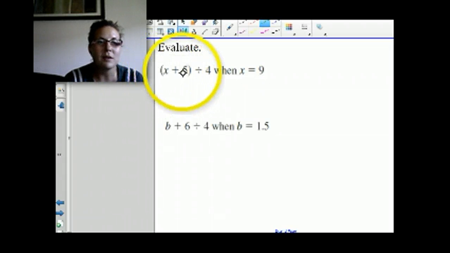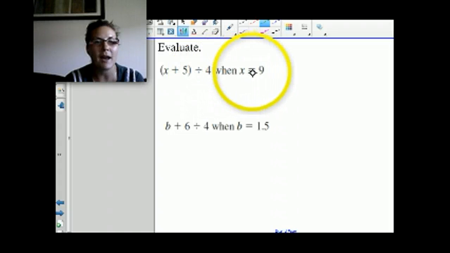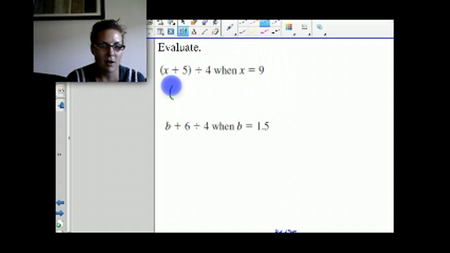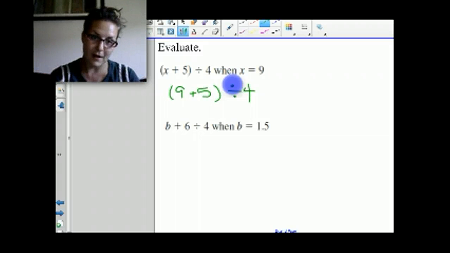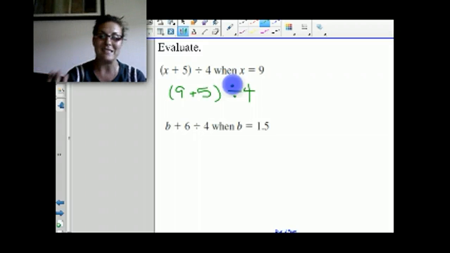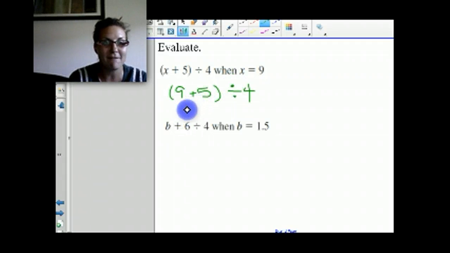Now we have x plus 5 divided by 4 when x equals 9. So, I have 9 plus 5 divided by 4. Now, according to our order of operations, we divide before we add. However, the addition is in parentheses. So we do 9 plus 5 first, which gives us 14, divided by 4.